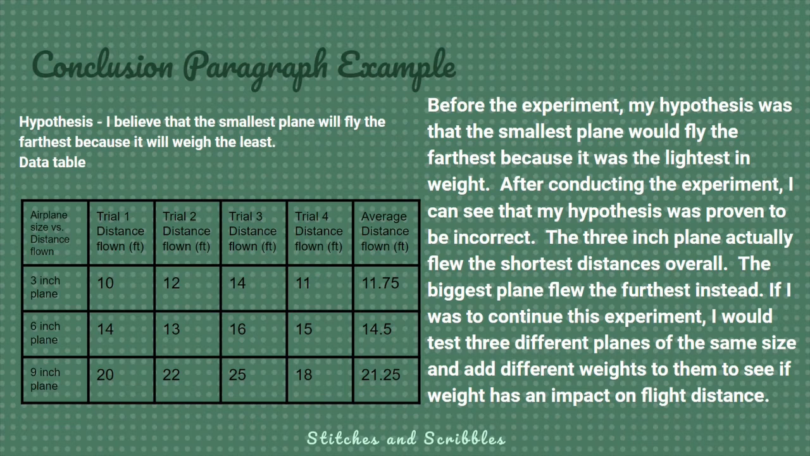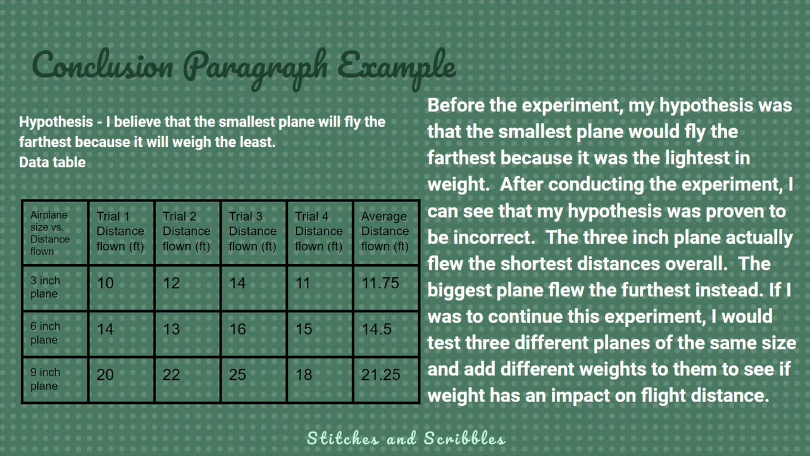So here's what the paragraph would look like. Before the experiment, my hypothesis was that the smallest plane would fly the farthest because it was the lightest in weight. After conducting the experiment, I can see that my hypothesis was proven to be incorrect. The 3-inch plane actually flew the shortest distance overall. The biggest plane flew the furthest instead. If I was to continue this experiment, I would test 3 different planes of the same size and add different weights to them to see if weight has an impact on flight distance.